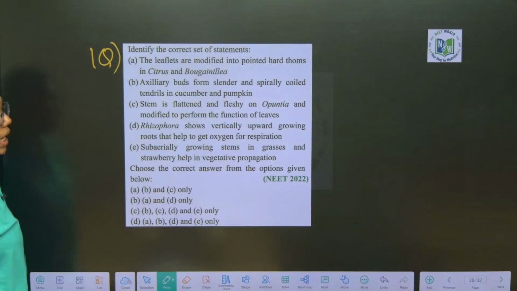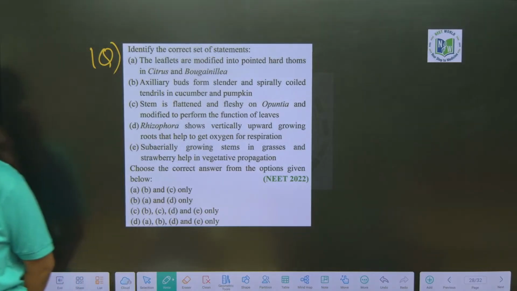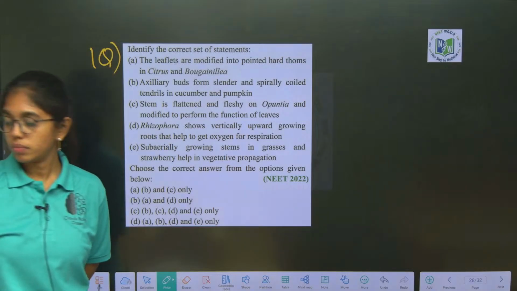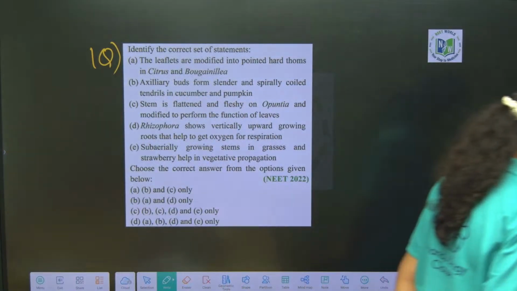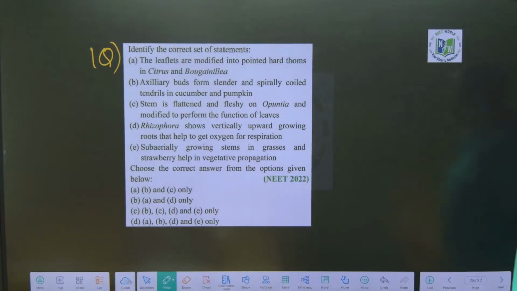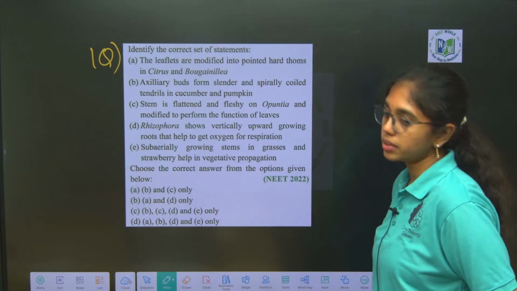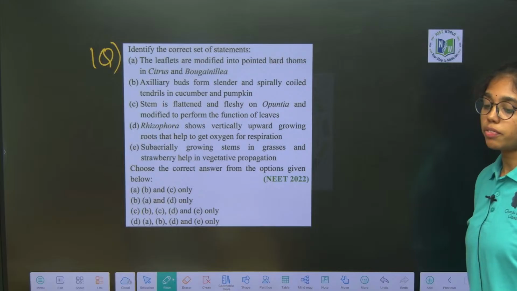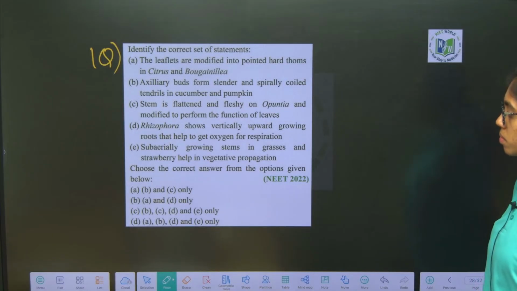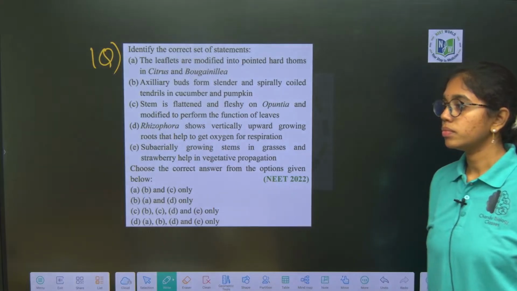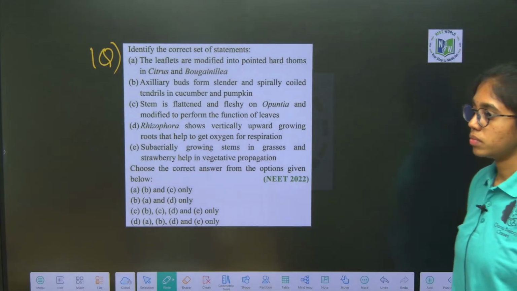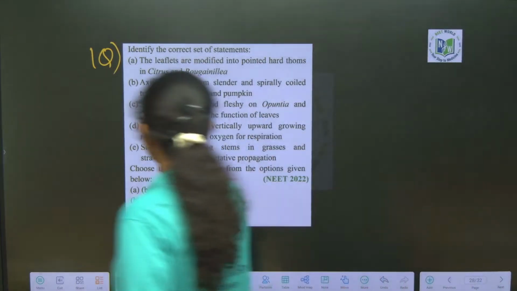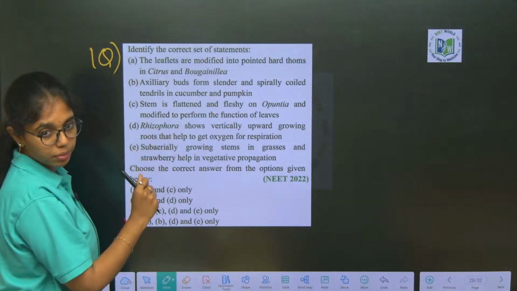Statement based, which was asked in NEET 2022. Abdul, you also answer. Very simple. He is just asking you to identify the correct set. You can take the reference of class notes and answer. Very good, Kunal. Except option A, all the other statements are true.